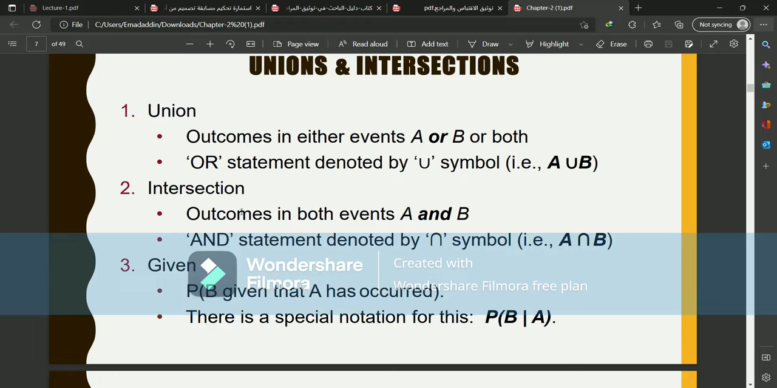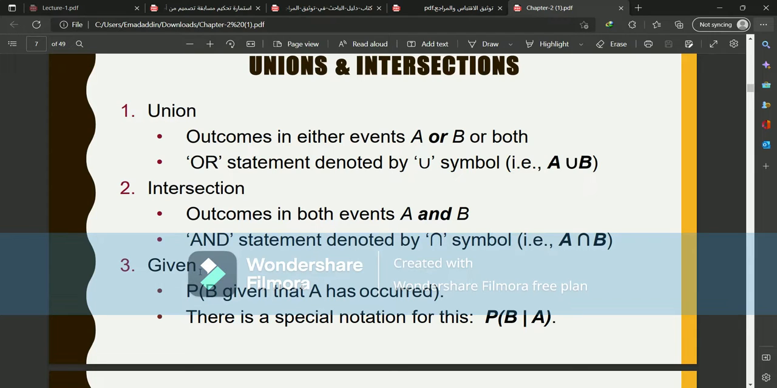The intersection also has two points. The outcomes are in both events, A and B, and the statement is denoted by the upside-down symbol, which is the symbol for the intersection. For example, A intersection B.